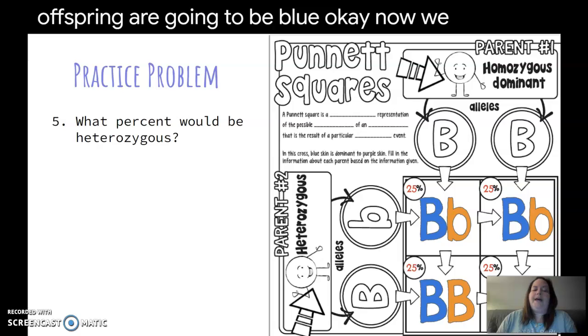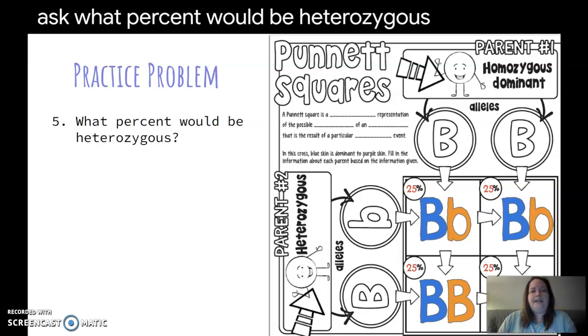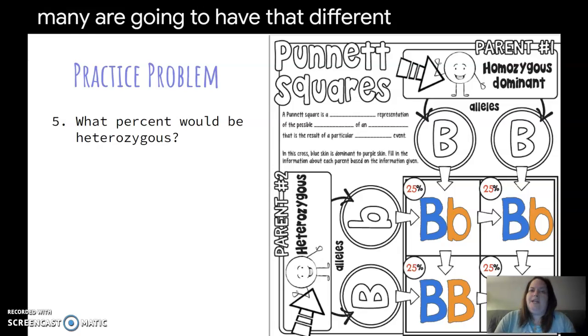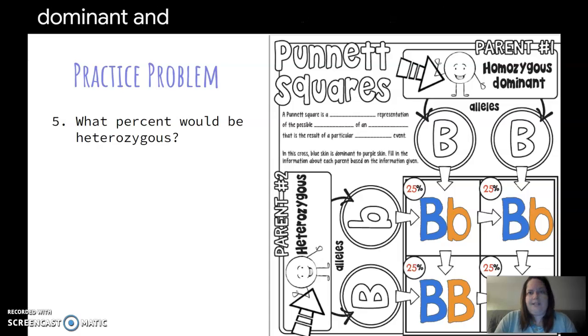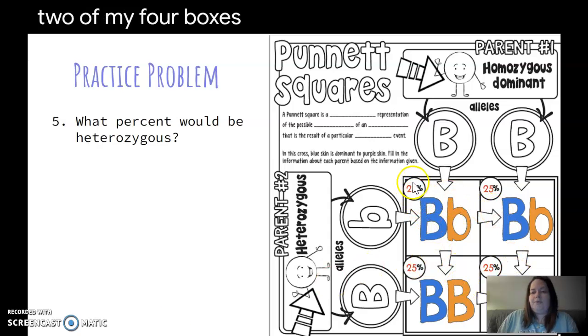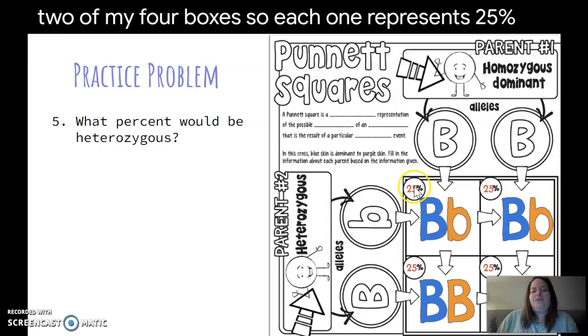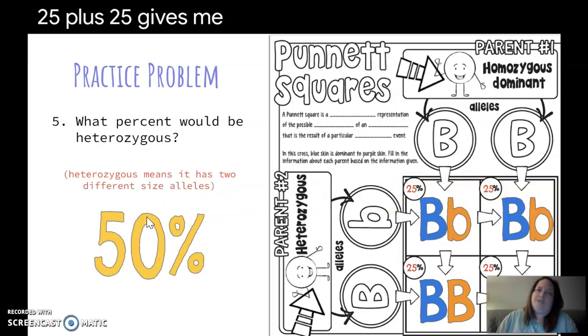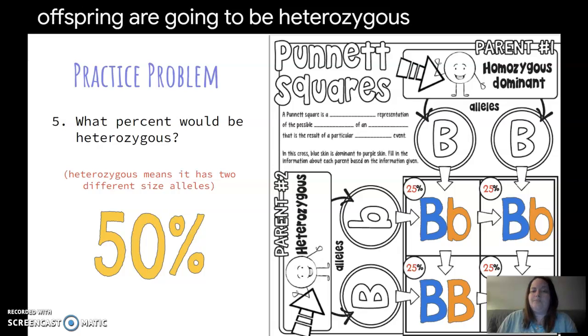Okay, now we want to ask what percent would be heterozygous. Again, hetero means different. So we're looking for how many are going to have that different combination of dominant and recessive. So big B and little b. I have 2 of my 4 boxes. So each one represents 25%. So 25 plus 25 gives me 50%. So half of my offspring are going to be heterozygous blue skin.